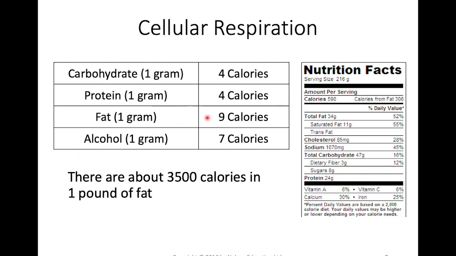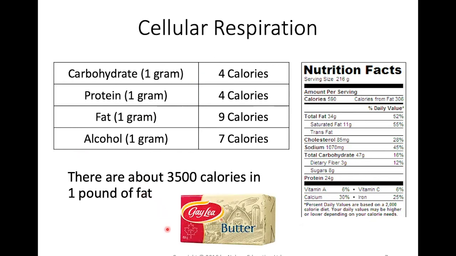Now, there are about 3,500 calories, to give you perspective here, in a pound of fat if you do the conversion there. Now, that works out to 3,500 calories in a pound of butter. Now, alcohol, I put this in here as well because there's about 7 calories per gram of alcohol. When you think about any kind of sweet alcoholic beverage, you've got not only the calories coming from the alcohol, but also from the sweetener that's been added to that.